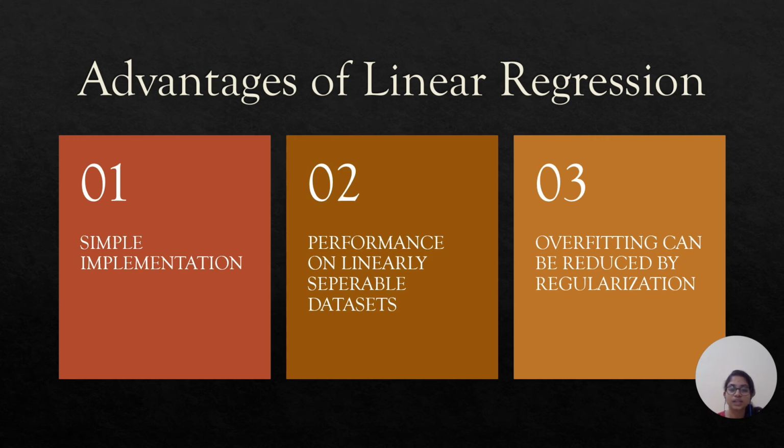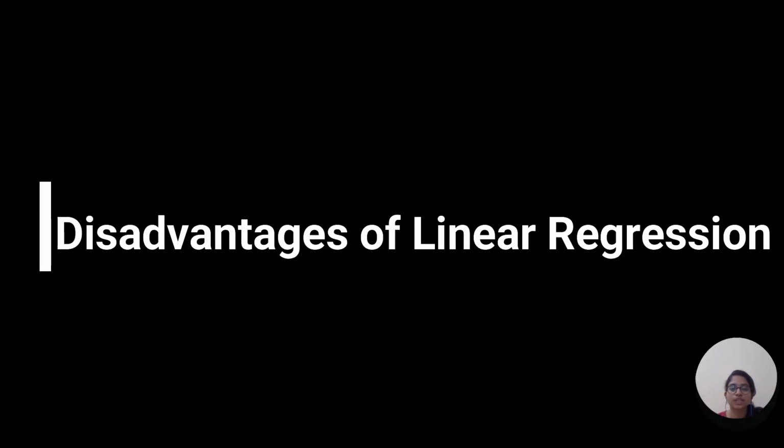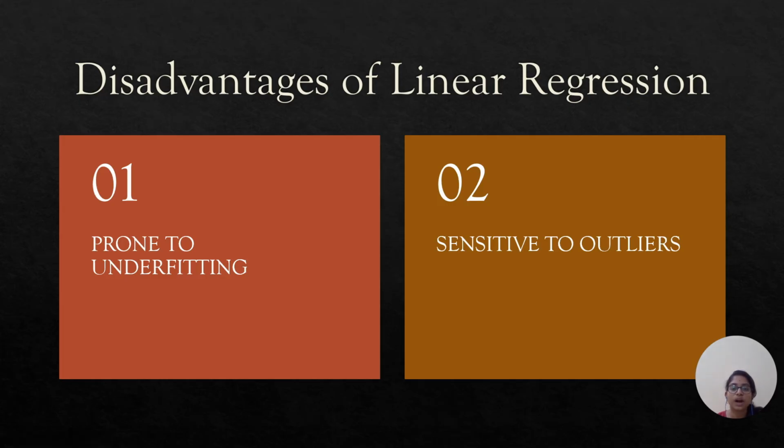Regularization is a technique that can be easily implemented, and it's capable of effectively reducing the complexity of functions so as to reduce the risk of overfitting. And now coming to disadvantages of linear regression: prone to underfitting. Underfitting is a situation that arises when a machine learning model fails to capture the data properly. This typically occurs when the hypothesis function cannot fit the data well.